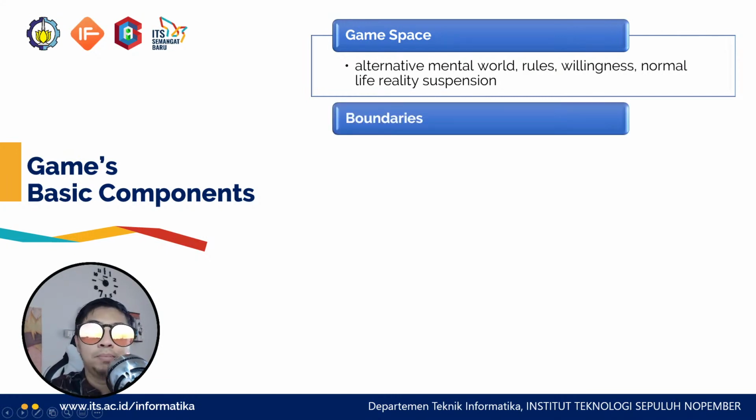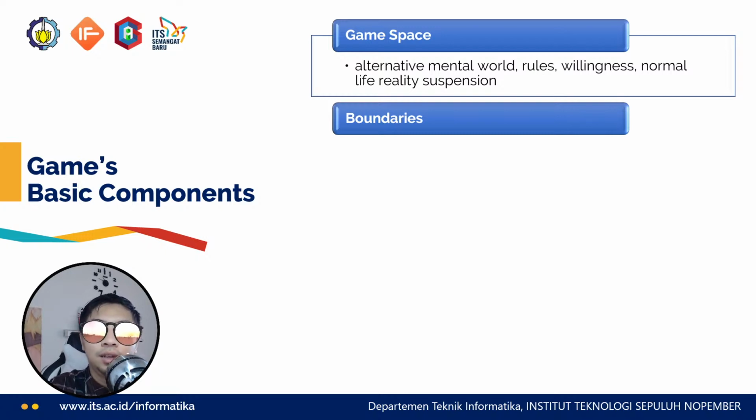The second one is about the boundary. A game has boundaries in time and space, and the space itself is not necessarily physical. It can be virtual space. There is a time when a game begins. Okay, it means that when, for example, the players enter the game space, the football players enter the football field. So at the time, then the game starts. It means that the game begins. And then there's also a time when the players leave the game space or end the game. So in this matter, we have set the time boundaries, right?